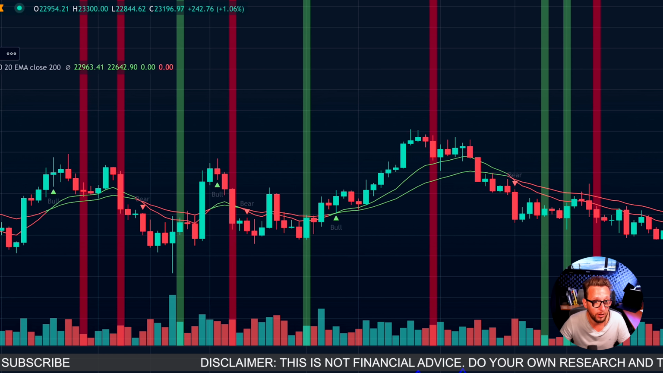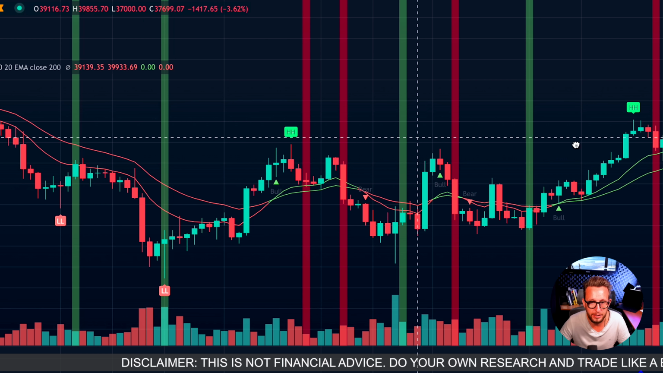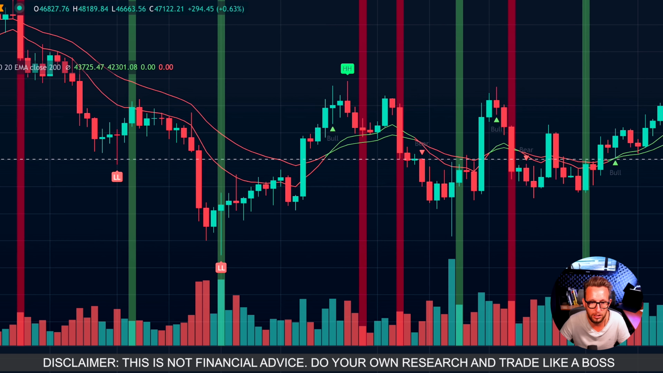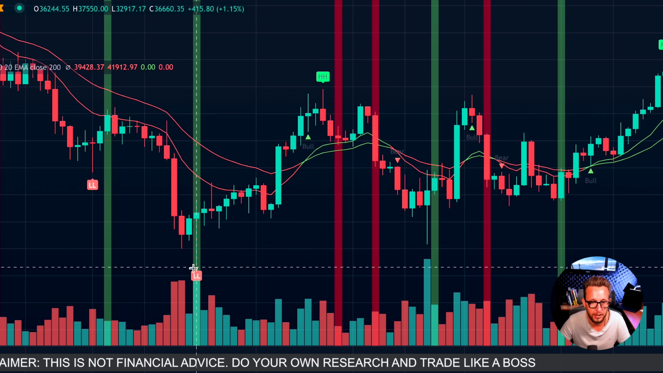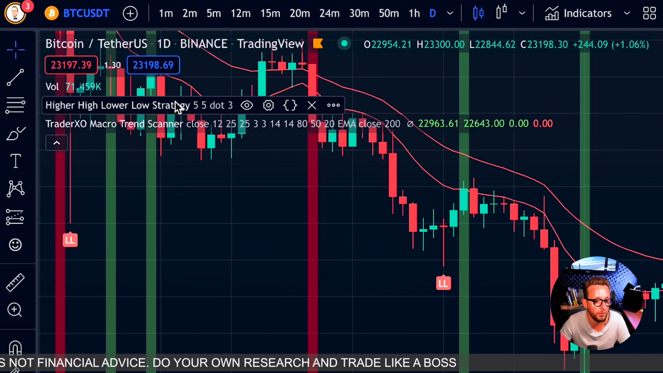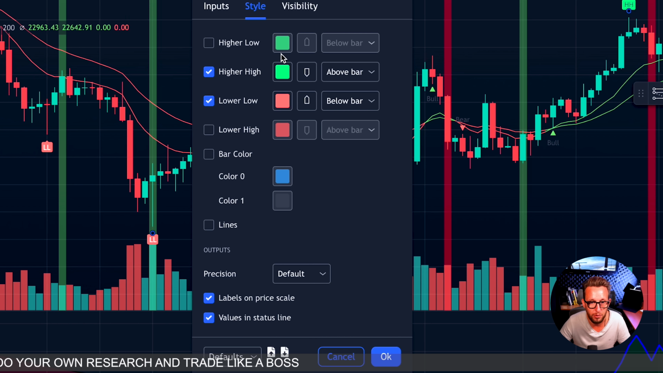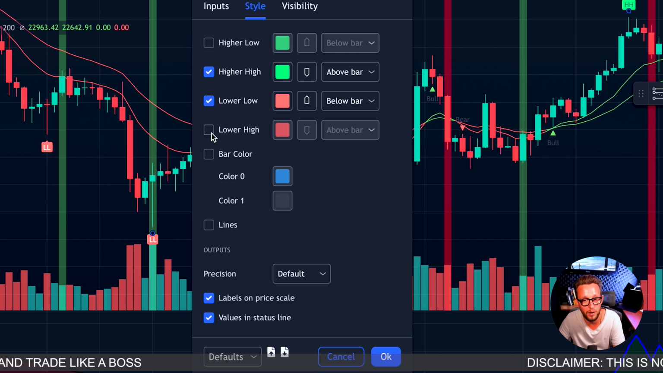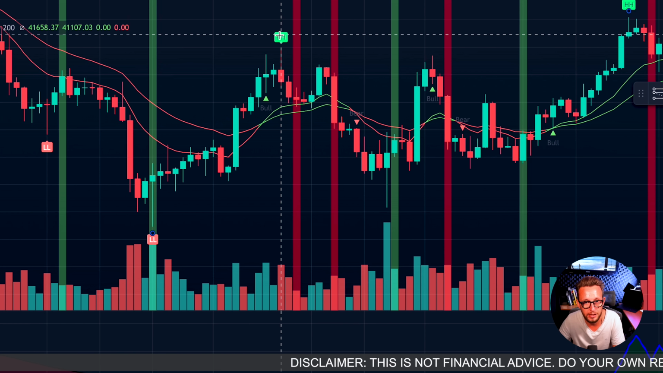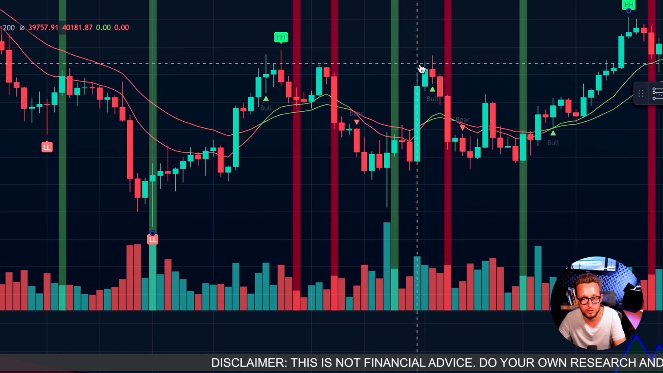And the final part is one of my favorite indicators, the higher highs and lower lows by Lonesome the Bear. As you can see, I have actually removed most of the information. If you go into style here and just copy what I've done, I've removed the higher low and the lower high, and then I've removed the lines and the bar colors as well. We literally need the higher highs and the lower lows for this strategy.